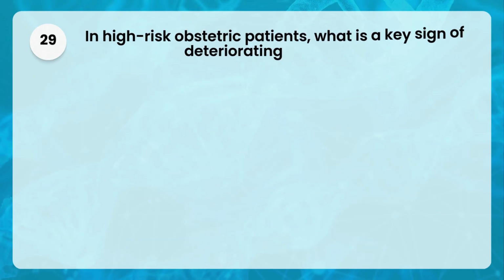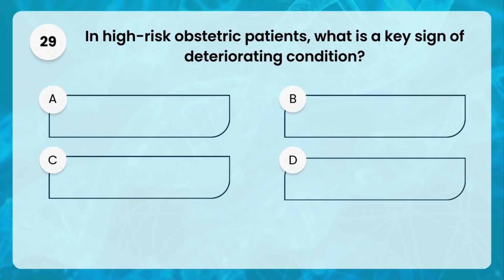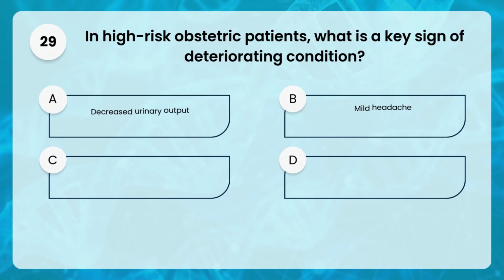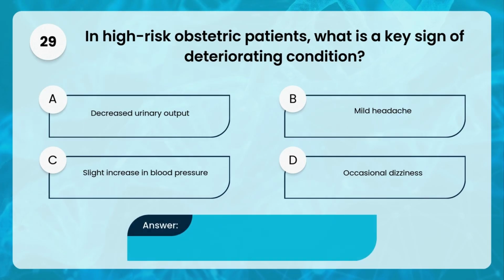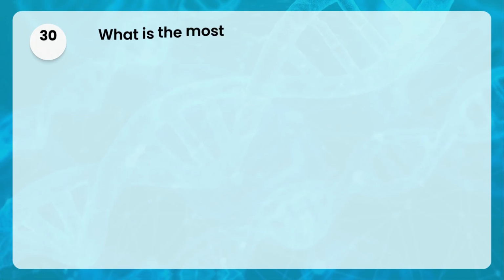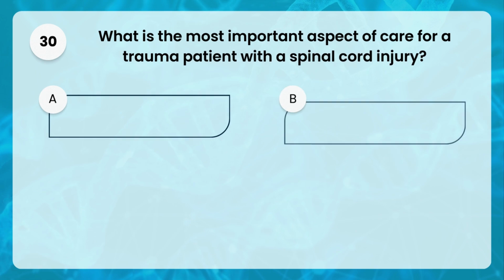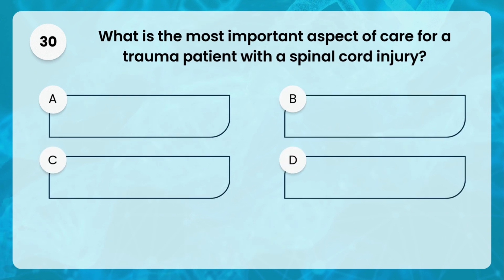29. In high-risk obstetric patients, what is a key sign of deteriorating condition? A. Decreased urinary output. B. Mild headache. C. Slight increase in blood pressure. Or D. Occasional dizziness. The answer is A. Decreased urinary output.